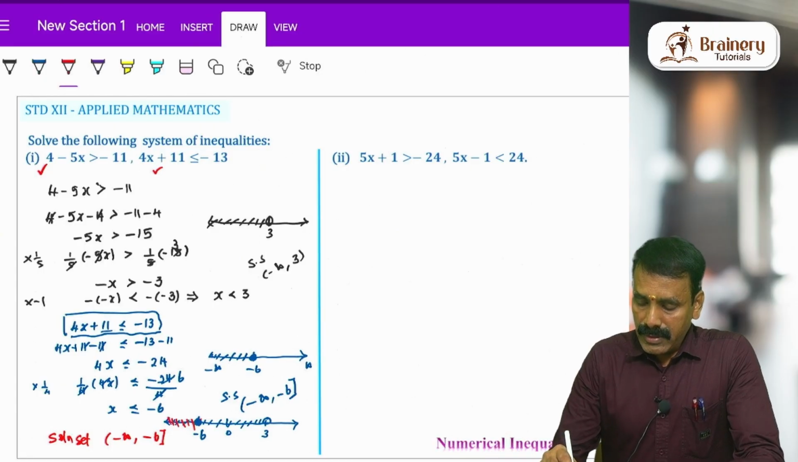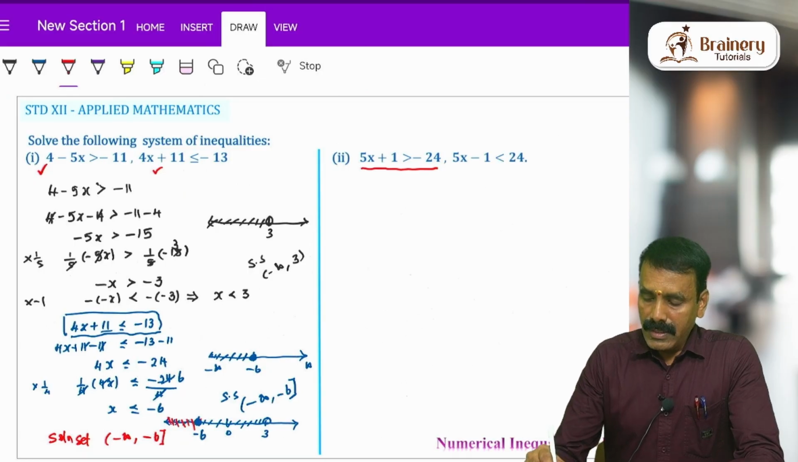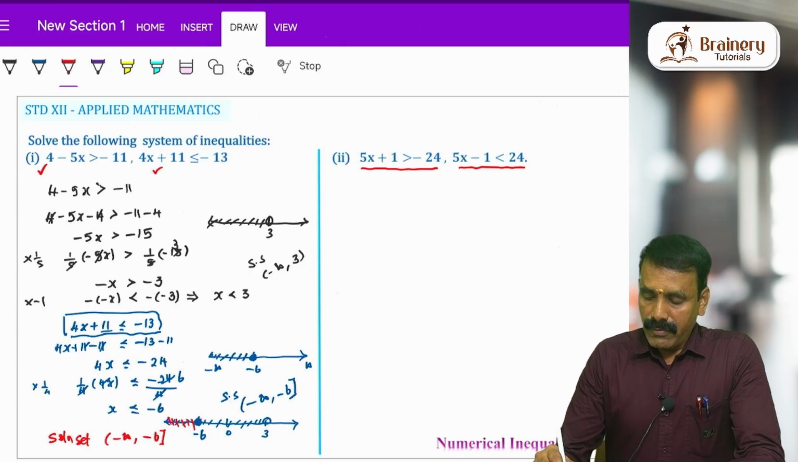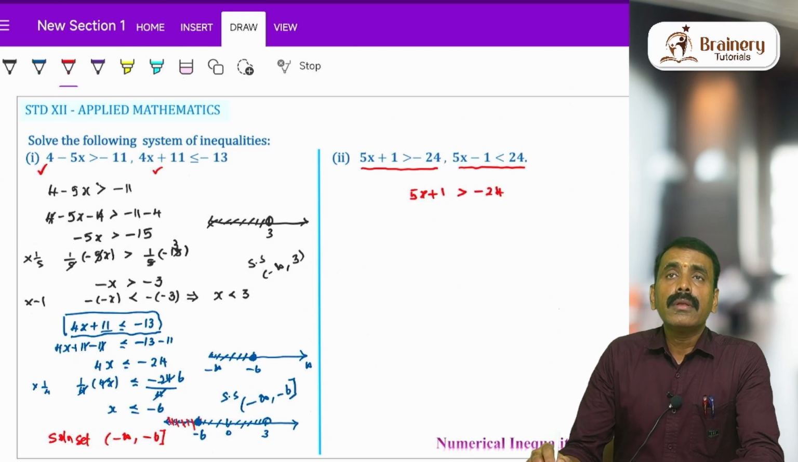Now consider this one: 5x plus 1 greater than or equal to minus 24, and 5x minus 1 strictly less than 24. So we consider the first inequality, 5x plus 1 greater than or equal to minus 24. What should I do now?